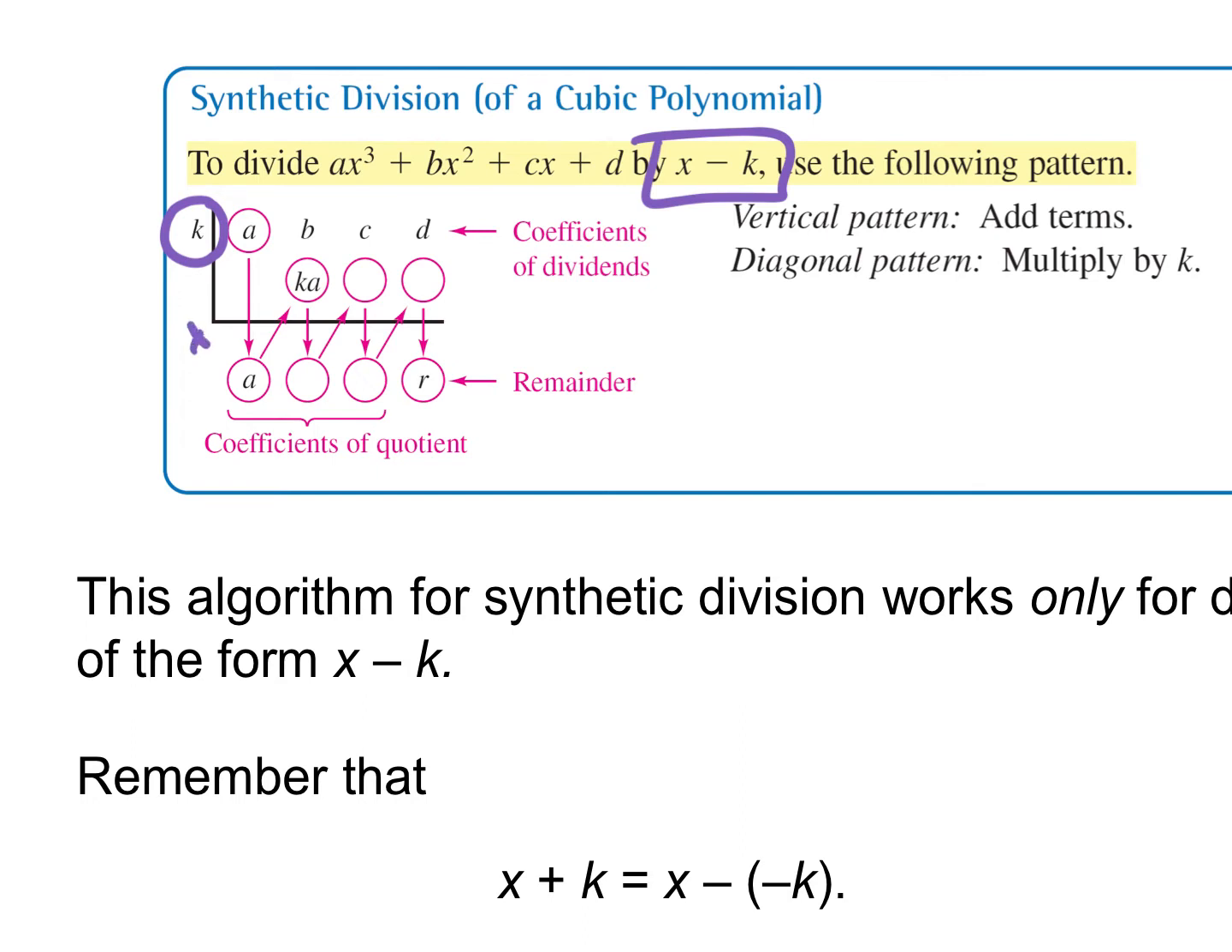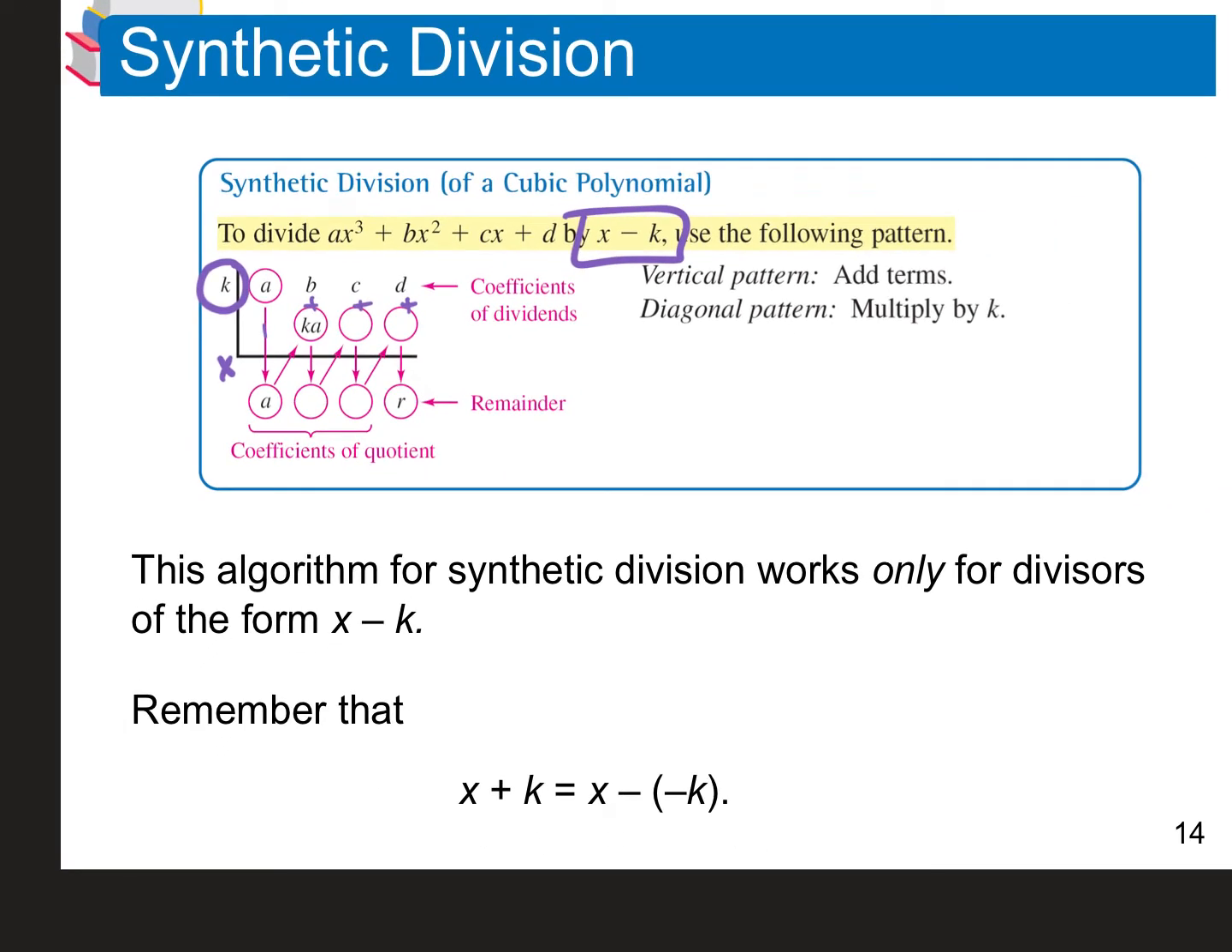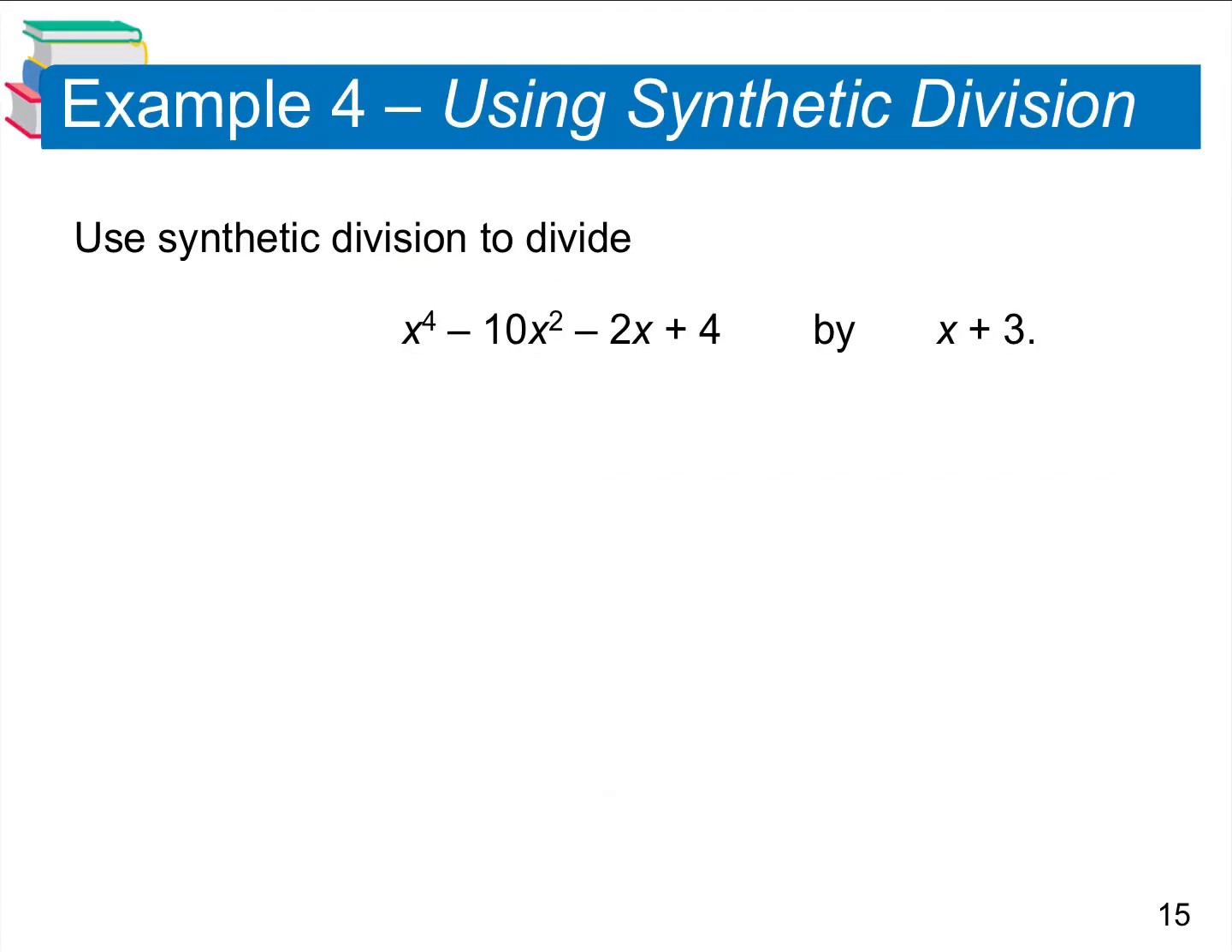We multiply numbers on the outside and add the numbers together on the inside. So these get added together. So we'll do an example and it'll be a little bit more clear in our example. So for example 4, it says use synthetic division to divide.